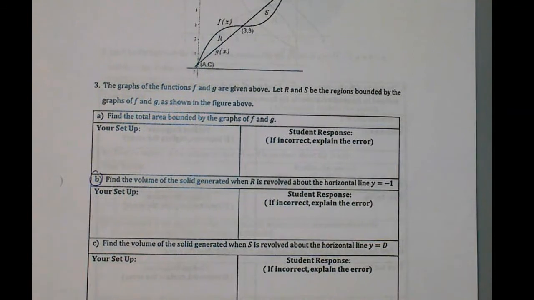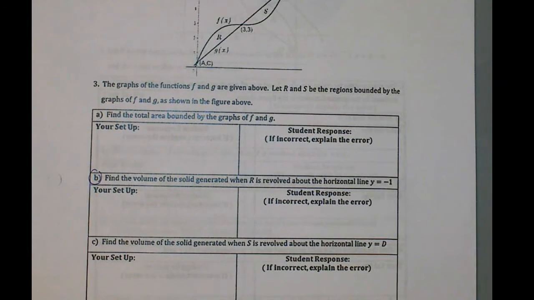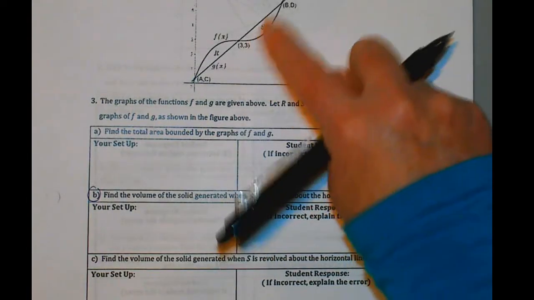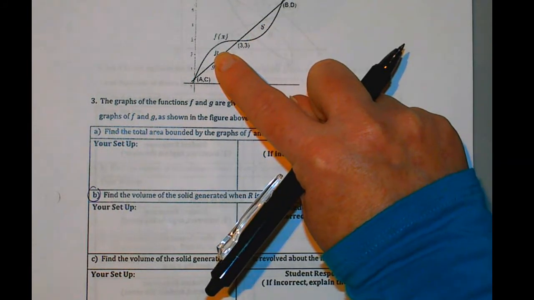All right, so find the volume of a solid generated when R is revolved around the horizontal line y equals -1. So if we draw that in, and they've just got big R there, can you see it? So we're not revolving this, just R. So we have to get that part first. How's that? Does that make sense?